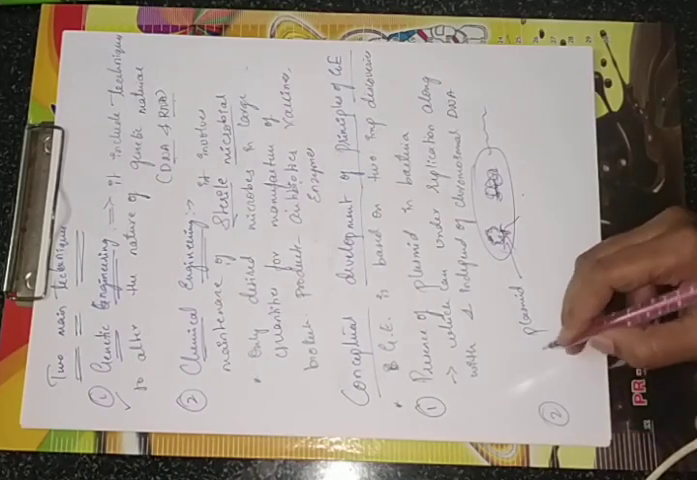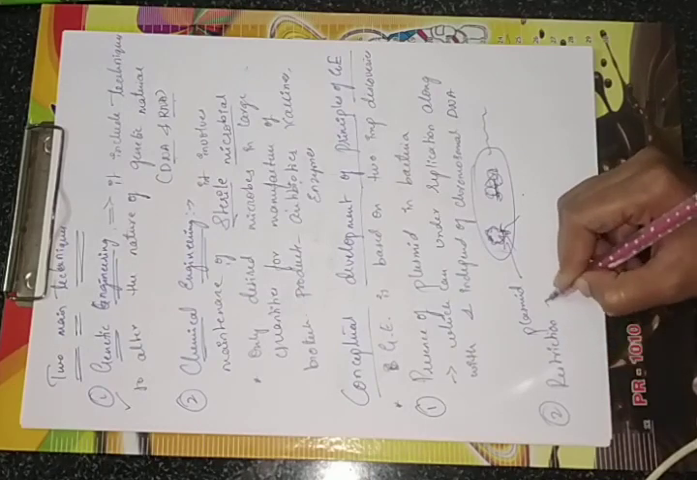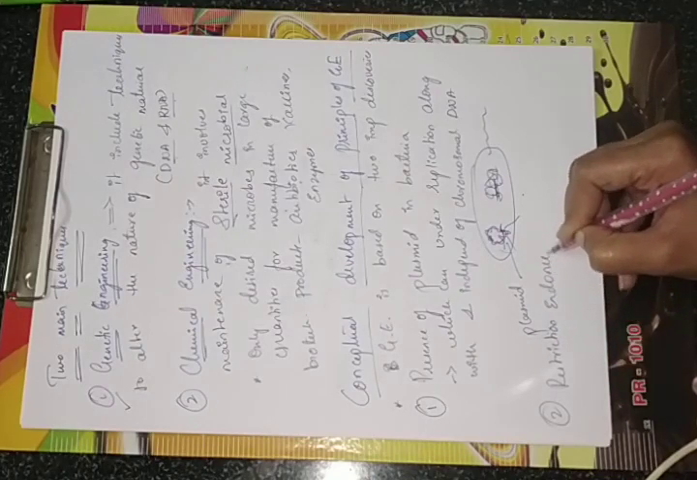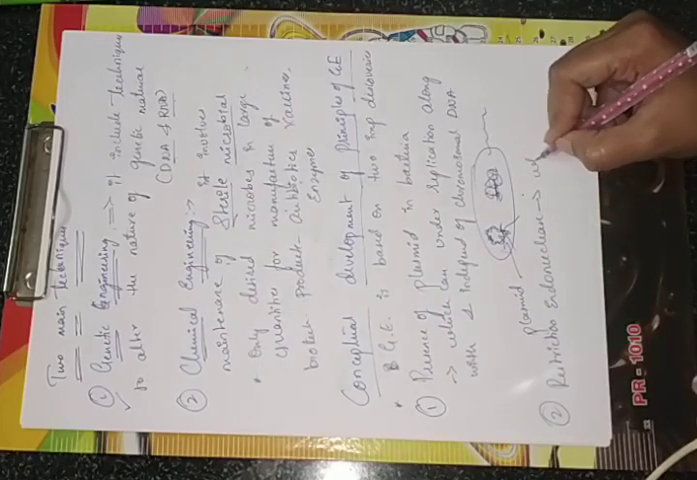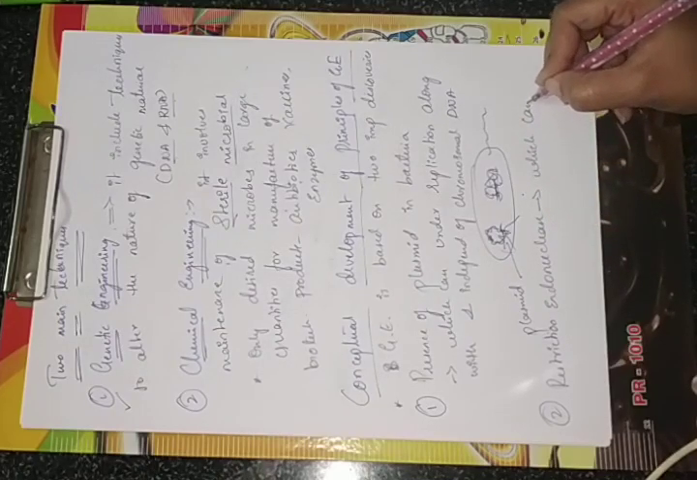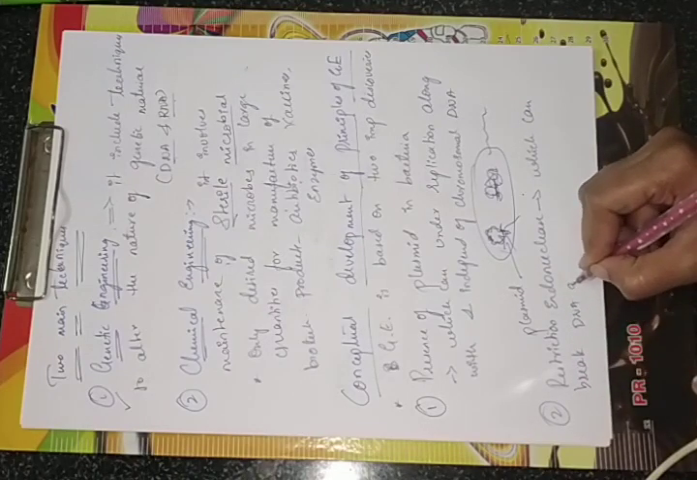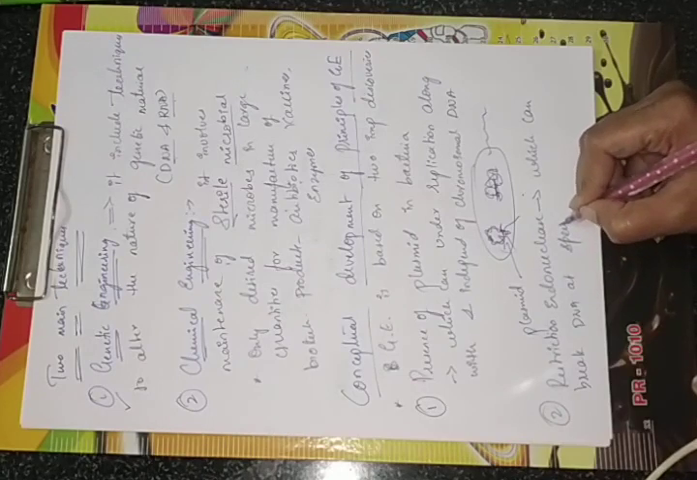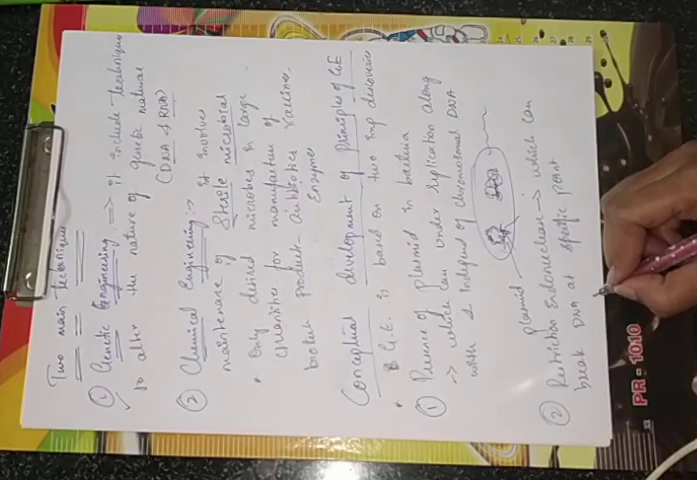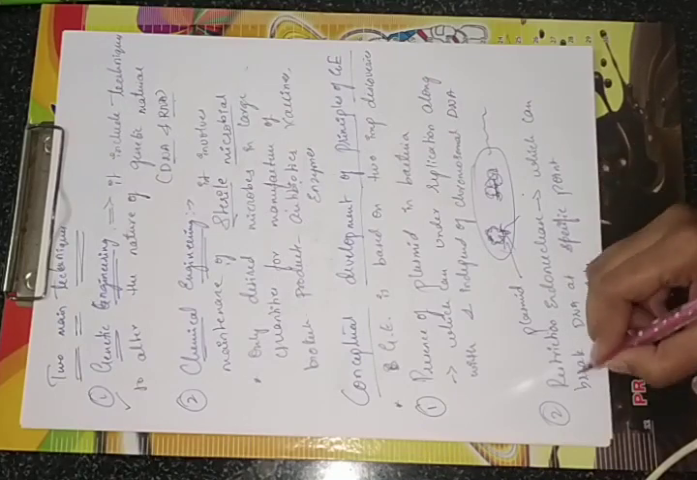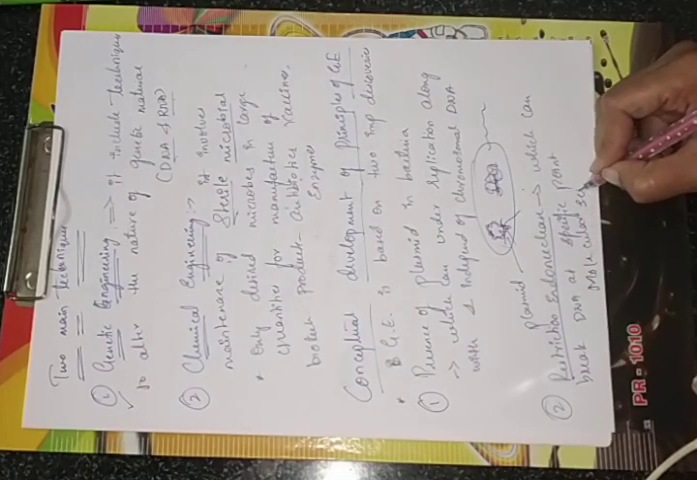And the second discovery is restriction endonuclease. This is an enzyme, children, which can break DNA at a specific point. At what? At a specific point. So they are called what? Molecular scissors. The restriction endonucleases are called molecular scissors.